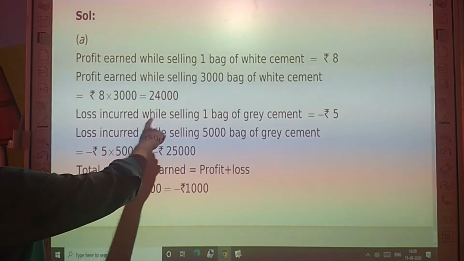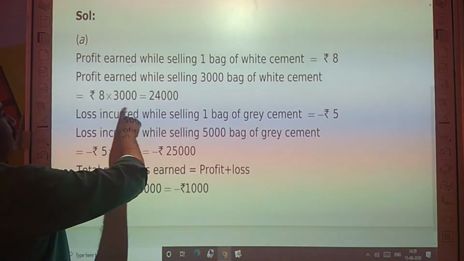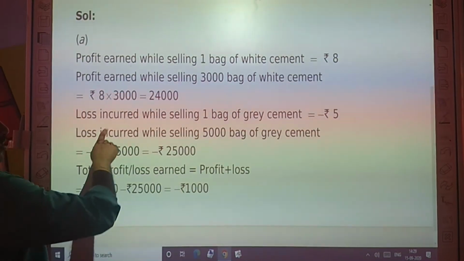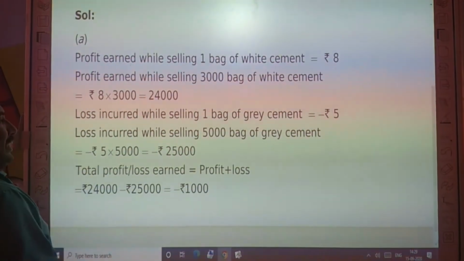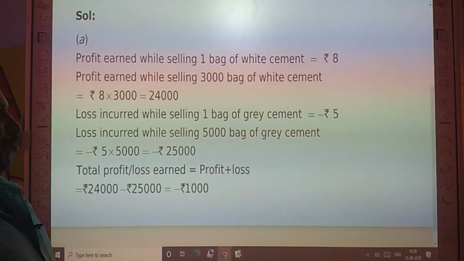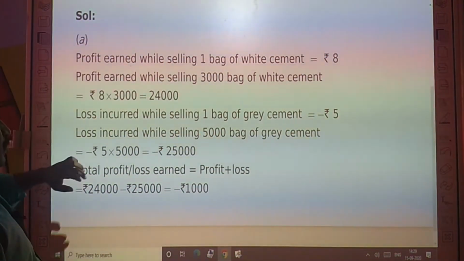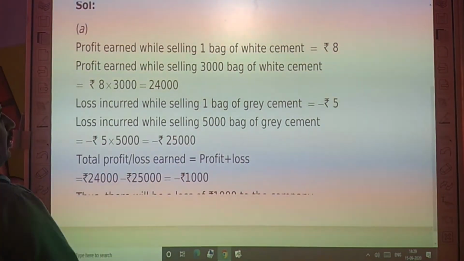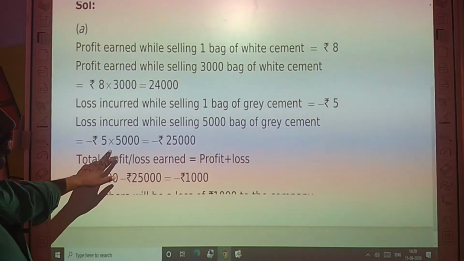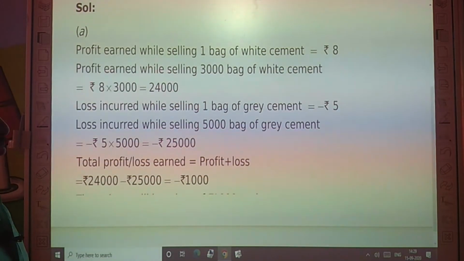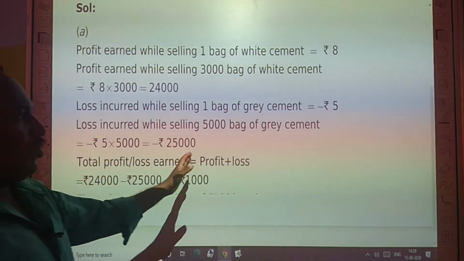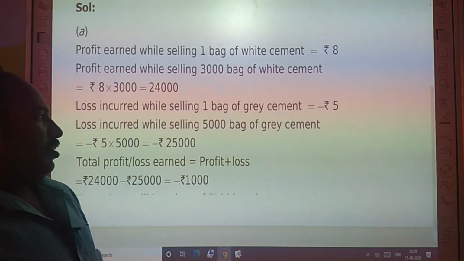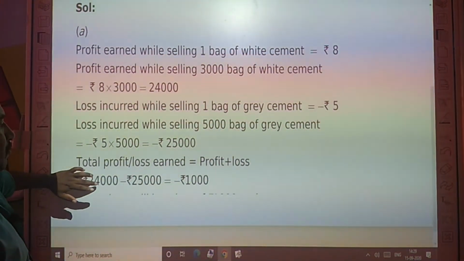Our white cement is 3000 bags. So 8 into 3000, rupees into number of bags, is equal to 24,000. 8 threes are 24, so 24,000. Then grey cement, number of bags is equal to 5,000. So 5,000 into 5 is equal to 25,000.